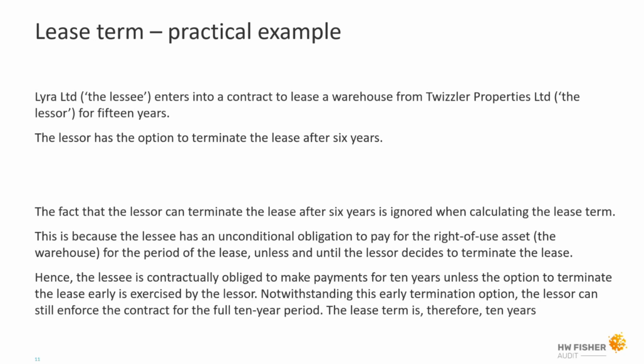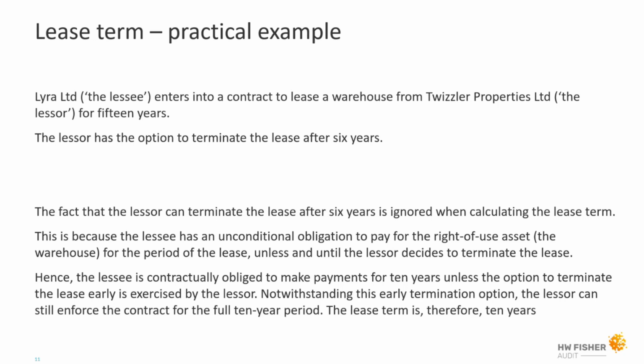Thinking about the lessor's rights, Lyra Limited, the lessee, enters into a contract to lease a warehouse from Twizzler Properties Limited for 15 years. Twizzler Properties has the option to terminate the lease after 6 years. That's the lessor has the option to terminate the lease after 6 years. The fact that the lessor can terminate the lease after 6 years, we just ignore that when calculating the lease term. The lessee has an unconditional obligation to pay for the right of use asset, the warehouse, for the period of the lease, the full 15 years, unless and until the lessor decides to terminate the lease.